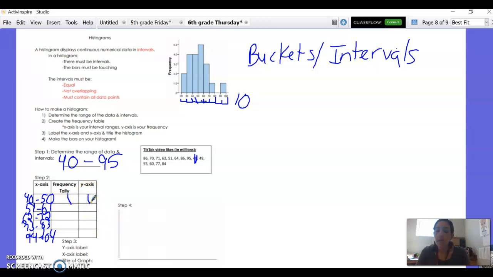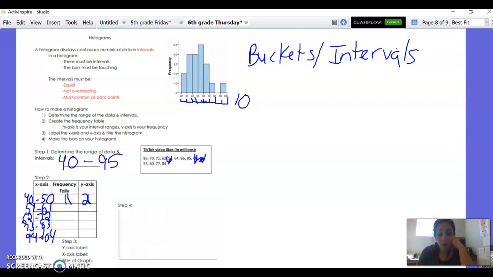Okay, so my next range, or my next bucket, is between 51 and 61. So I'm going to look through my data and find all the numbers that are between 51 and 61. I see 51, and I see 49. Oh wait, I missed 49. 49 needs to go on this one. That's totally my fault. So that's going to be 2 here, and cross off 49.